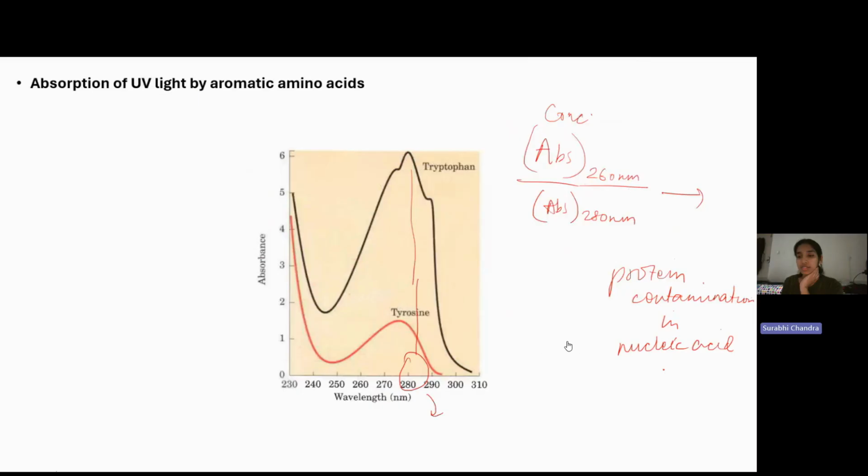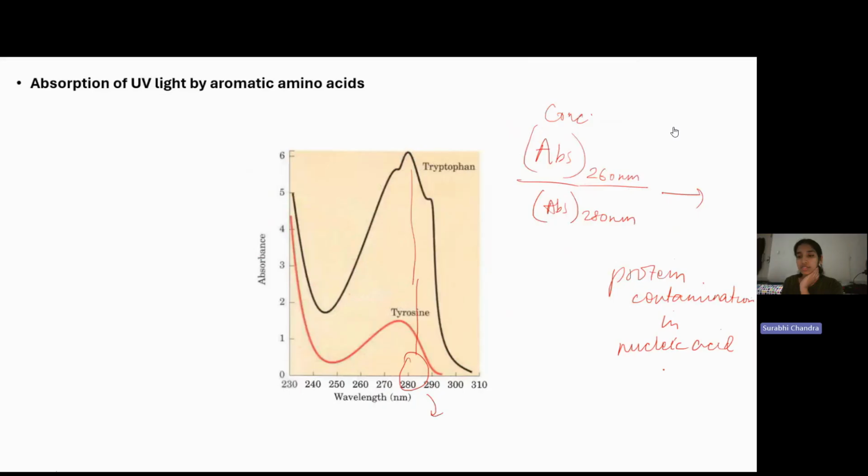So in general, when we talked about nucleic acid concentration, we saw that nucleic acid shows absorbance. All the residues, pyrimidine and purine residues, show absorbance at 260 nanometers.